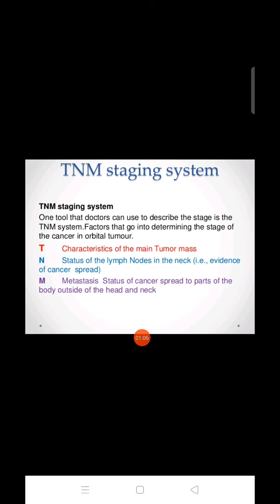Next, what is the TNM staging system? One tool the doctor can use to describe the stage is the TNM system. Factors that go into determining the stage of the cancer in orbital tumor: characteristics of the main tumor mass, status of the lymph nodes in the neck, and metastasis status, meaning cancer spread to a part of the body outside of the head and neck. In this we have to see how much it is spreading.